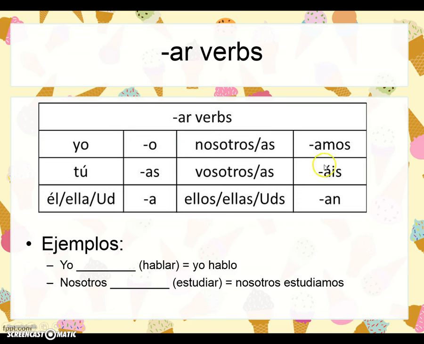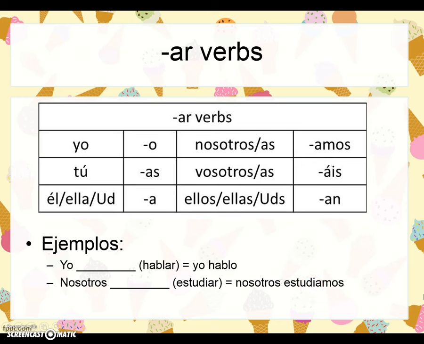O, as, a, amos, ais, an. Okay, and just some examples right here. If I were to say yo and then have a blank with our infinitive hablar, and I need to conjugate this verb to go with this subject pronoun, we would add this ending to the stem, therefore making it yo hablo. If I say nosotros estudiar, I would have to take off this AR ending and add my ending that goes with nosotros, which is amos, making it nosotros estudiamos.